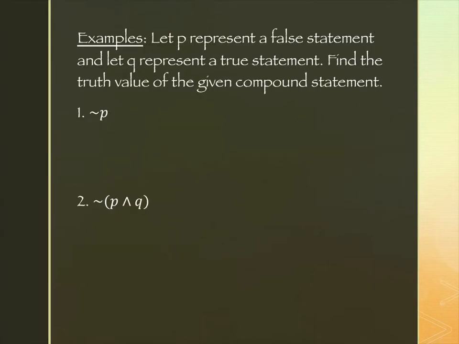Okay. The next few examples actually are a little bit different. They don't ask us to create a truth table. They ask us to find a truth value. Now we're going to use a modified truth table to do that. But notice what they give you at the beginning that we didn't have before. They tell you P is false and Q is true.